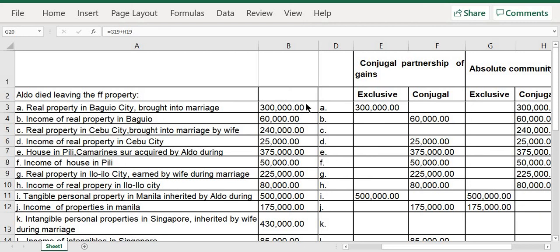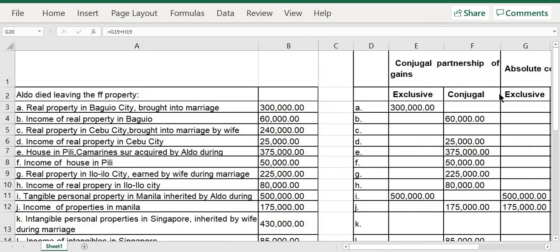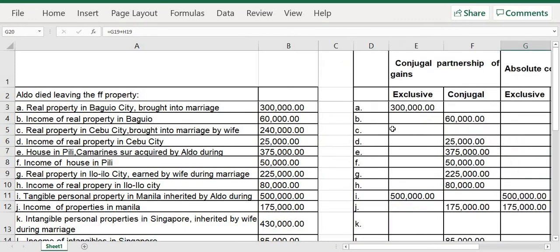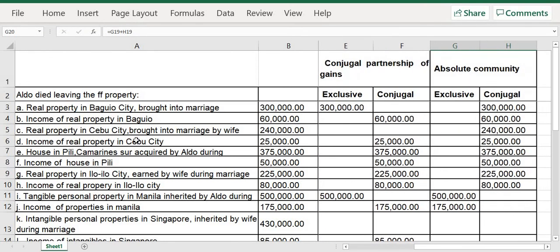Now, to illustrate, Aldo died leaving the following property. In this case, Aldo is married. And so we will determine in this illustration if a property is exclusive or conjugal, or exclusive or communal, under conjugal partnership of gains or under absolute community of property. Letter A.